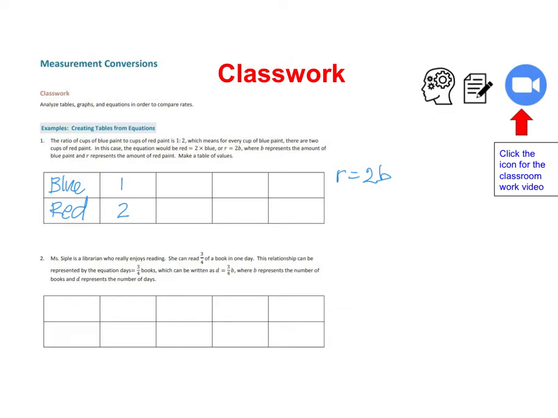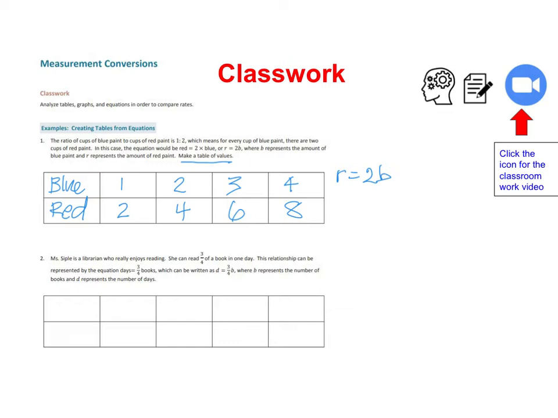So if I double the 1, 1 and 1 is 2, 1 times 3, 1 times 4. Then I go back to my red: 2 times 1, 2 times 2, 2 times 3, and 2 times 4. And those are all cups of paint. So we've got that. Make a table of values. Done. That's all we had to do.